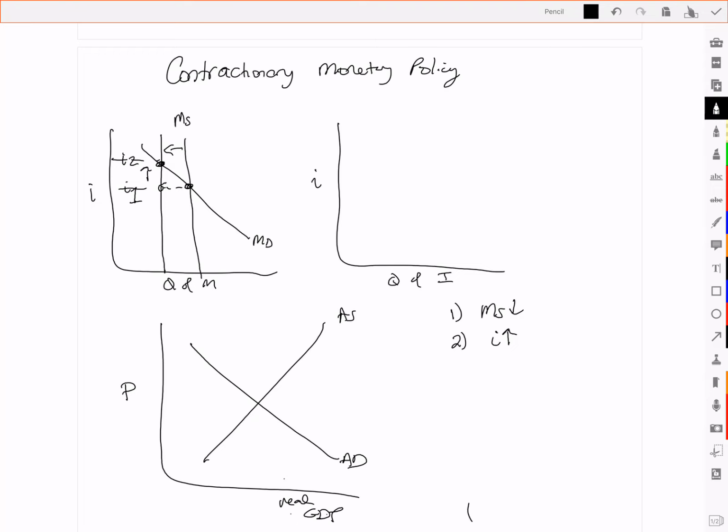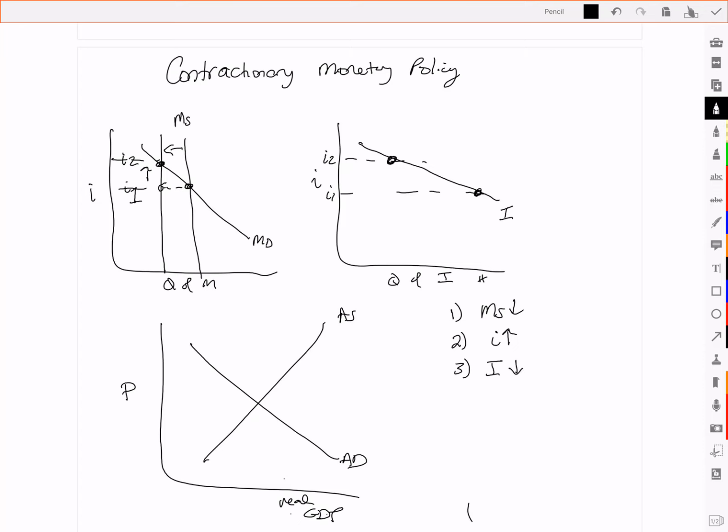And so when those interest rates go up, I1 to I2, what impact does that have on investment spending? Well, when interest rates are low, businesses are more likely to borrow. So there's a higher quantity of investment spending. When interest rates are high, it's more expensive for the business to borrow. So the quantity of investment spending is going to be lower. So when interest rates go up, investment spending goes down.